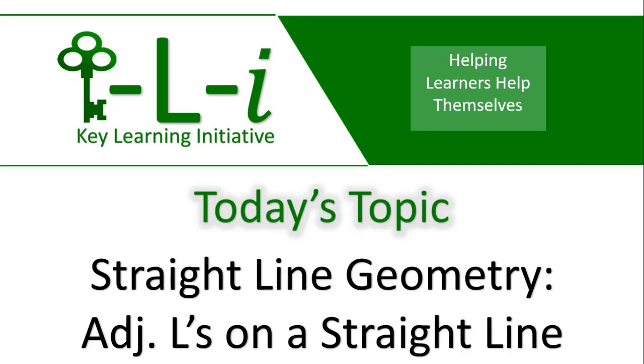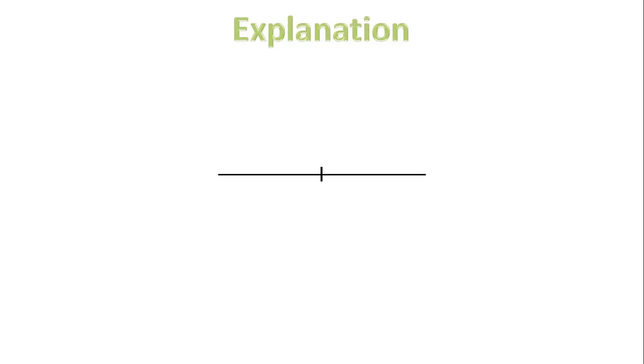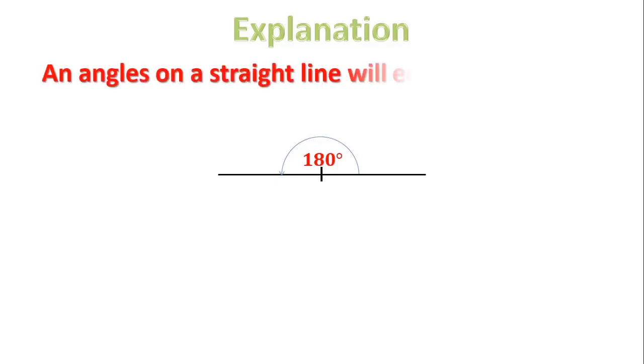But let's look at today's lesson. Now we start off with a bit of an explanation. From our previous video, we know that if we go all the way around a point, it adds up to 360 degrees. So, if we only go halfway round, not the full way round, that'll be 360 divided by 2. And that will give us 180 degrees. So, angles on a straight line will equal 180 degrees.